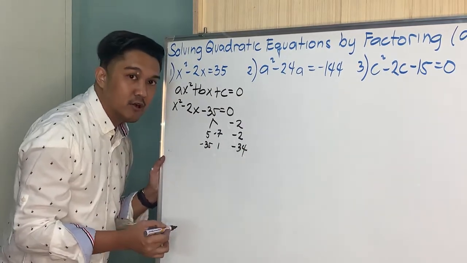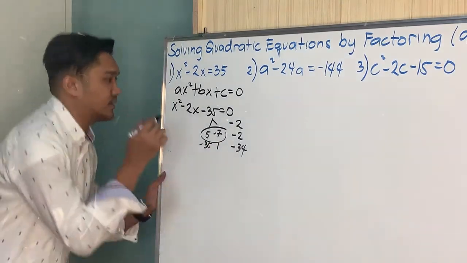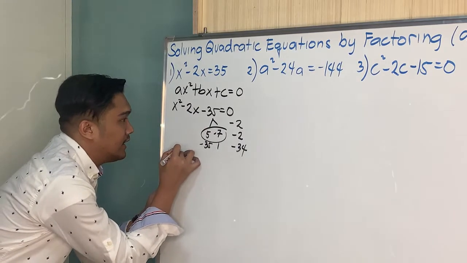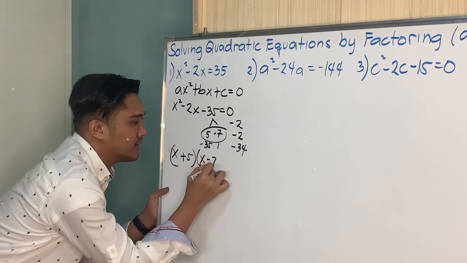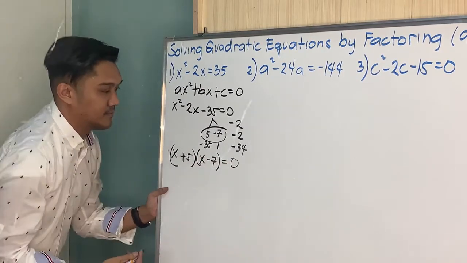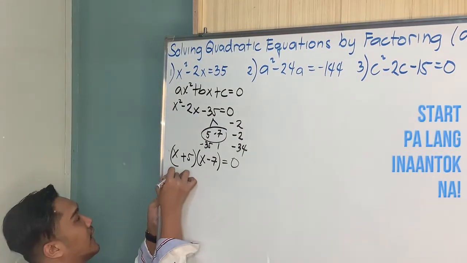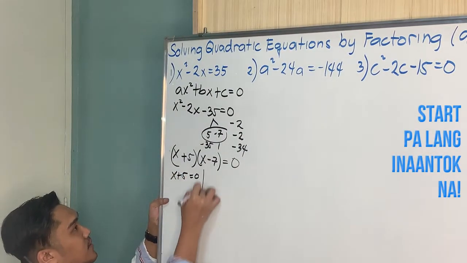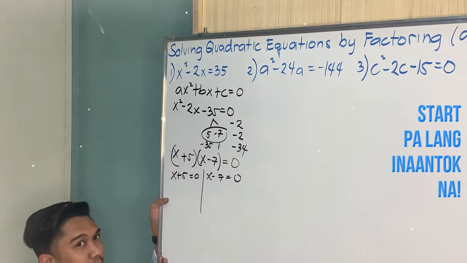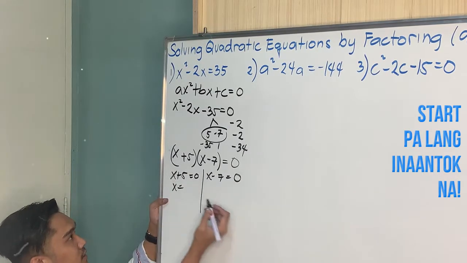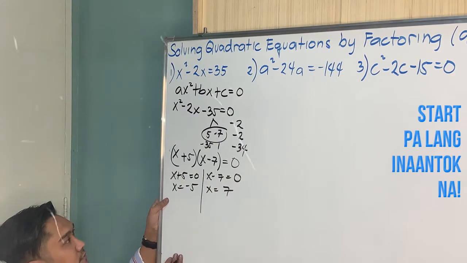So, ano ngayon ang magiging sagot? Ang factors mo ay 5, negative 7. So, magiging, ano na siya? X plus 5, x minus 7 is equal to 0. Solve for x, rather. So, magiging x plus 5 is equal to 0. X minus 7 is equal to 0. That is zero product property. X is equal to negative 5, x is equal to 7.